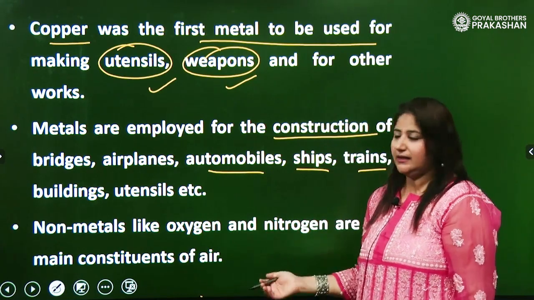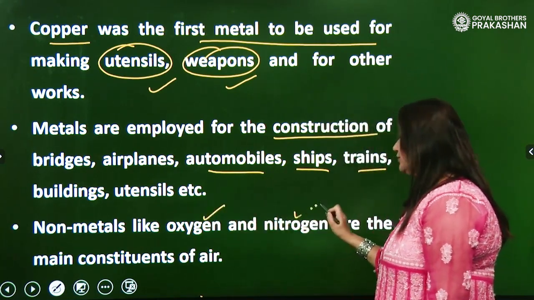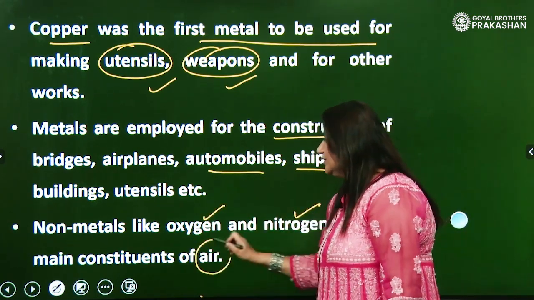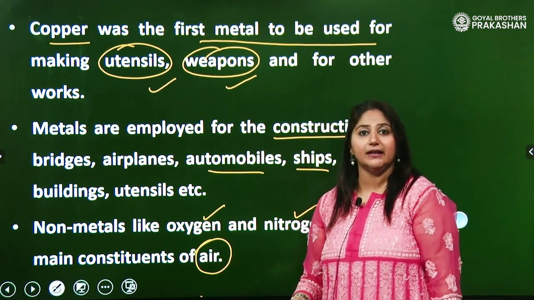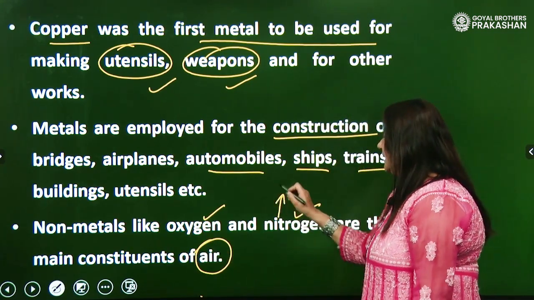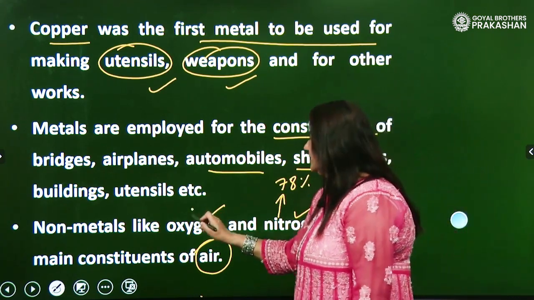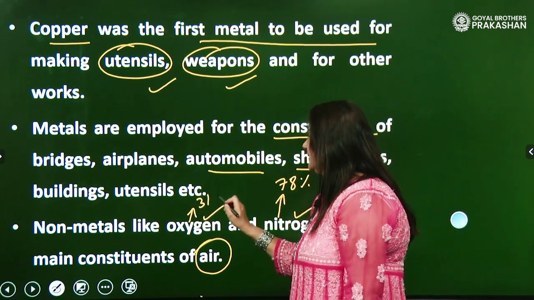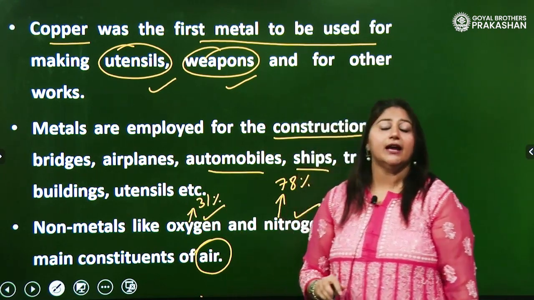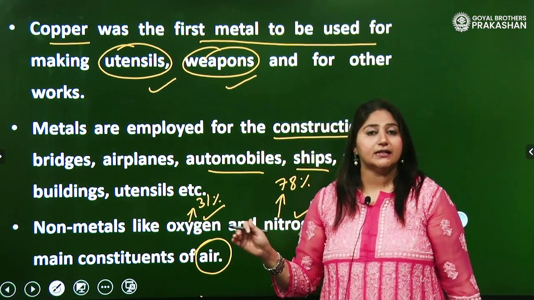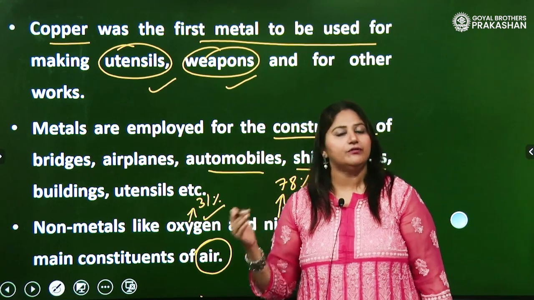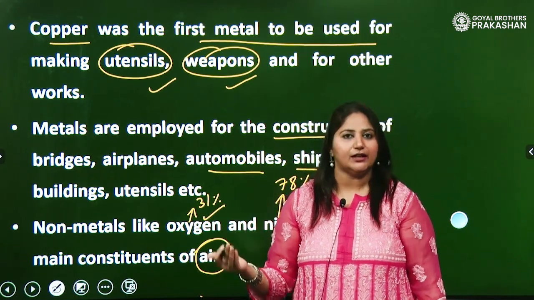Then non-metals like oxygen and nitrogen are the main constituents of air. How much nitrogen is there in air? It is 78%. And how much oxygen do we have in air? It is 21%, right? So, we have a huge list of metals and non-metals, and we will be studying their properties gradually, one by one.